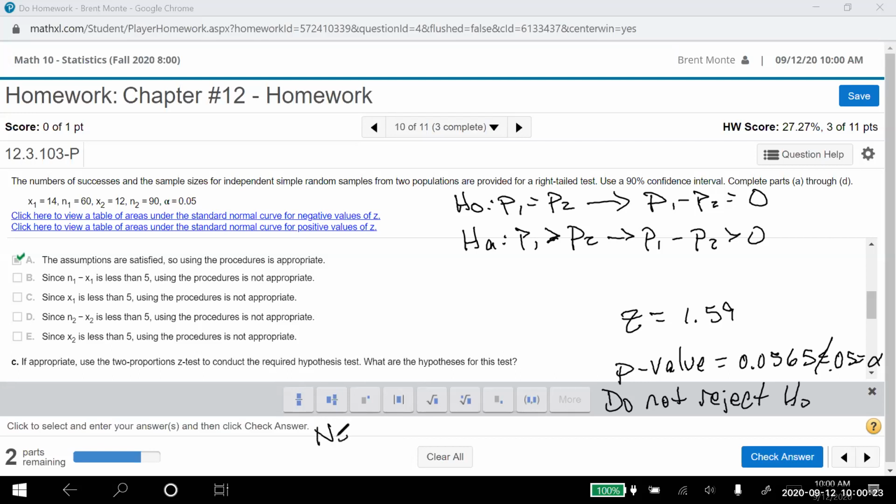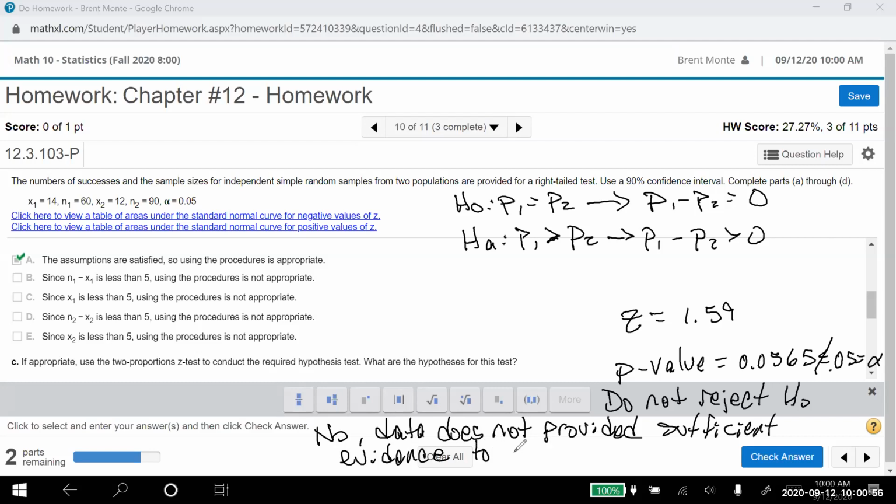And we say no, the data is not sufficient. Yeah, they usually word it this way. We'll use their wording. Data does not provide sufficient evidence. And I like it in words, but for time, space, and since they're going to word it anyway, data does not provide sufficient evidence to show that P1 is greater than P2.